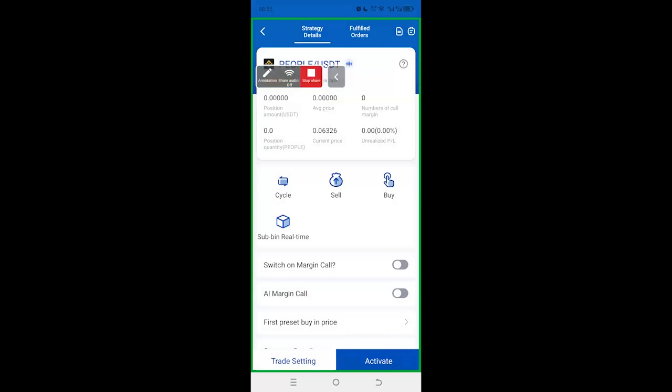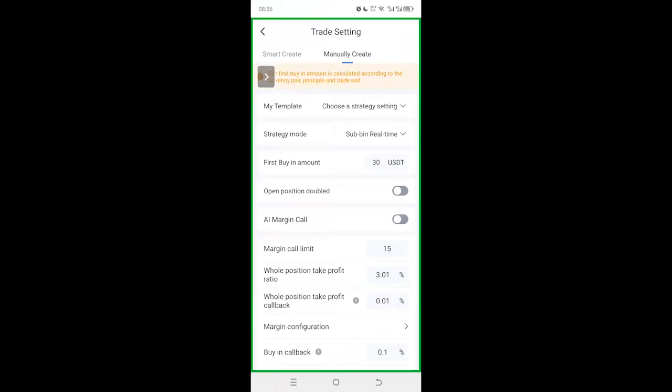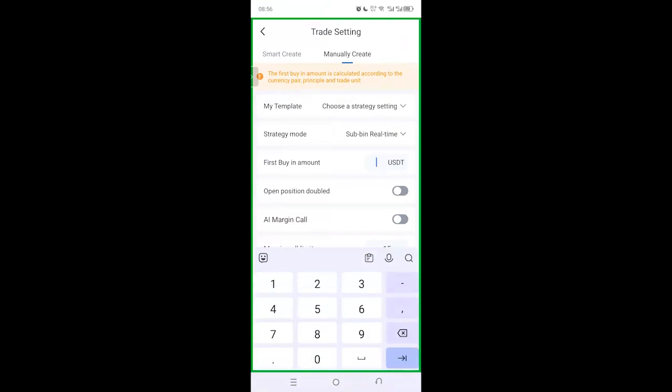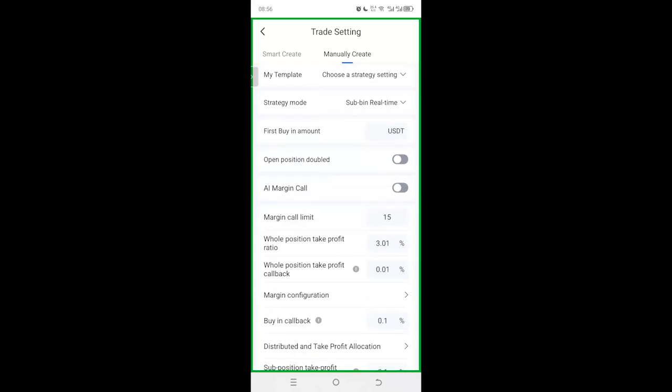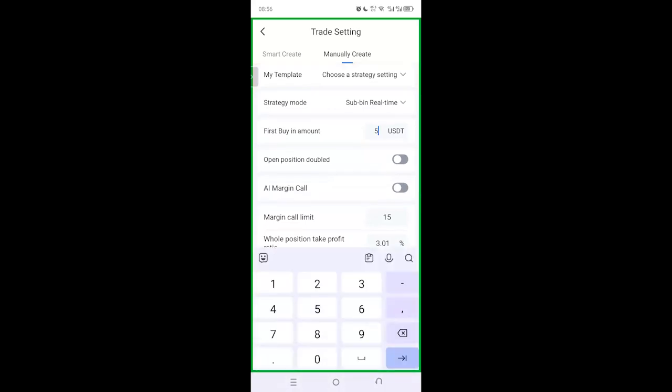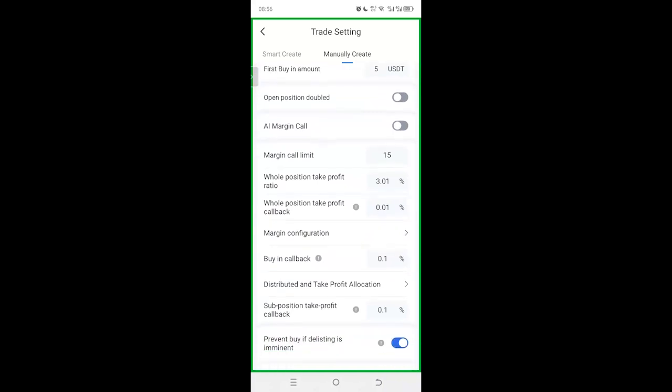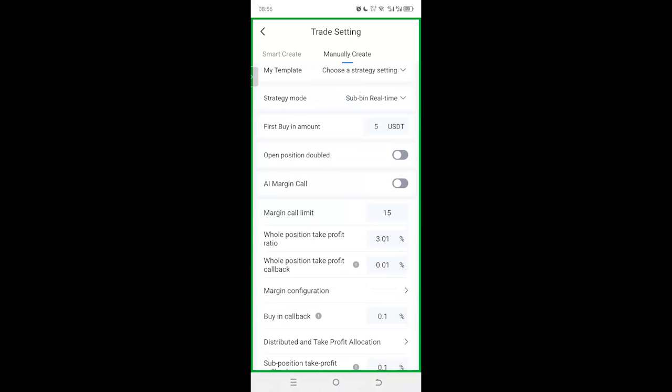After activating, I'm going to come back on my trade setting. Now, I'm going to change my first buy-in amount. I do this, and I found it is working. I'm going to put here $5. Why am I doing this? It is to avoid someone who is having small capital from delaying in the market, from the floating loss. I put there $5.